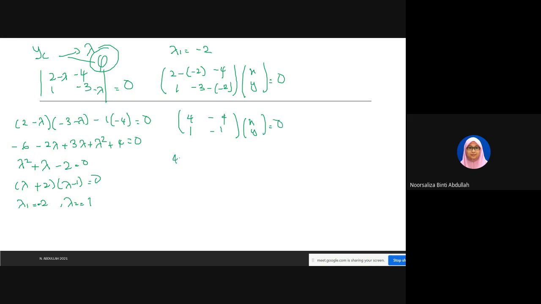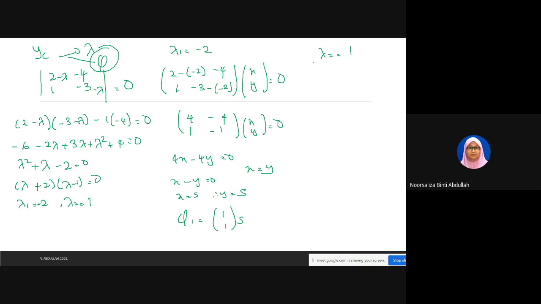Now you have 4x minus 4y equals to 0. Yang bawahnya you ada x minus y equals to 0. Now you have x equals to y. Right? Betul? Okay. If you put x equals to s, then y equals to s juga. Then your eigenvector 1 will be 1, 1, s. Right. Betul? Betul eh? Okay, next is lambda 2 equals to 1.